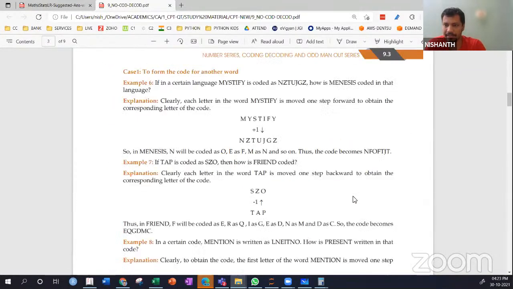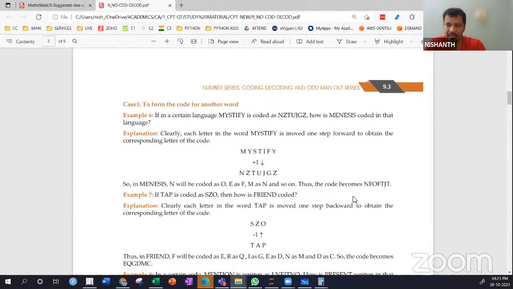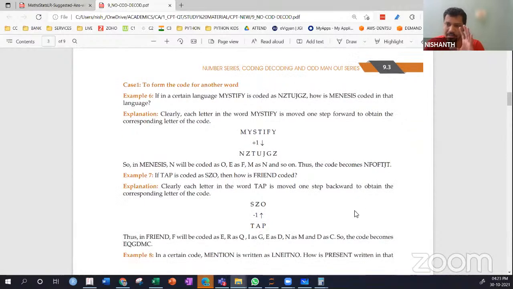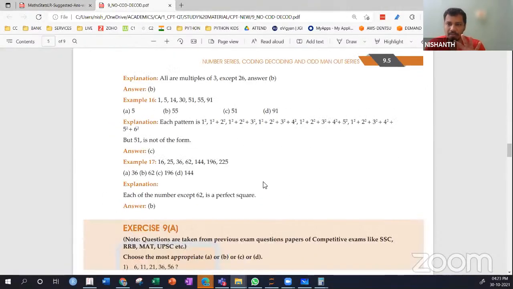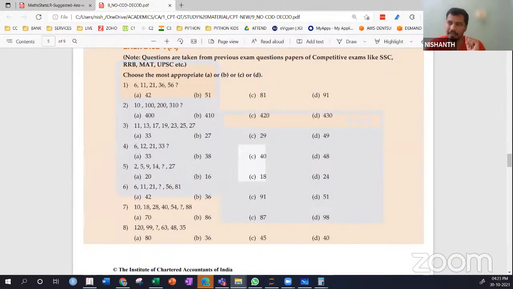And one more is this ABCD 1, 2, 3, 4, or reverse also is possible. Then this coding decoding, that is like this MN, which means +1, +2, minus this. So these are basic ingredients which you should remember. With this, you can solve most of the problems in this chapter. Okay, coding and decoding.